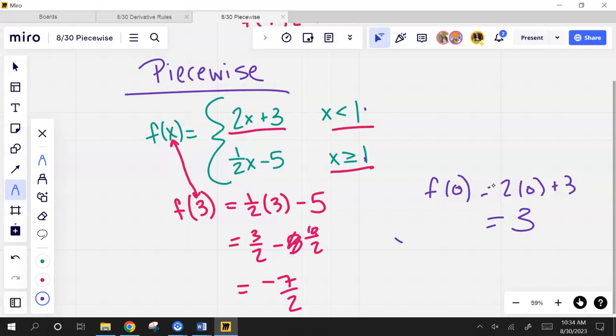How about, I'm going to try to trick you with this one, okay? Don't answer this one when you get it. F of 1. Think about it and then plug it into the one you think it is.